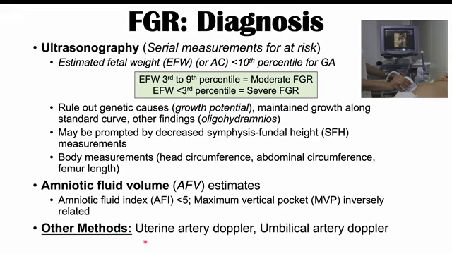And then there are some other methods that can be used for diagnosis and management, which we'll talk about later on here. These include uterine artery Doppler and umbilical artery Doppler methodologies. So again, ultrasonography is going to be very important. Serial measurements, especially for infants at risk, amniotic fluid volume estimates, and then these other methods, uterine artery Doppler and umbilical artery Doppler. So when a clinician has diagnosed fetal growth restriction, how is it treated?